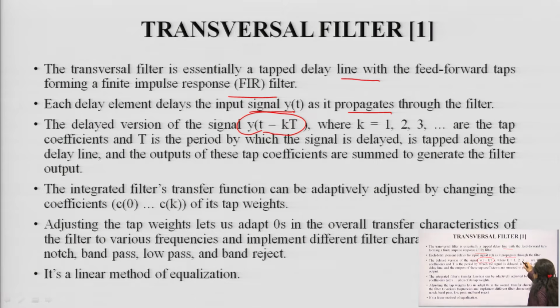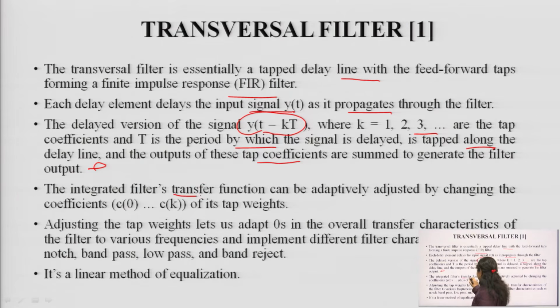t, where k equals 1 up to 3, are the tap coefficients and t is the period by which the signal is delayed and tapped along the delay line. Then the outputs of these taps, weighted by the tap coefficients, are summed to generate the filter output. So, this is how we select the particular data.